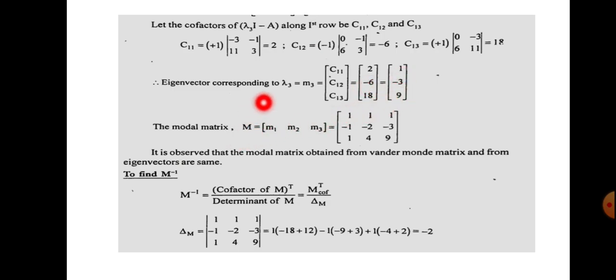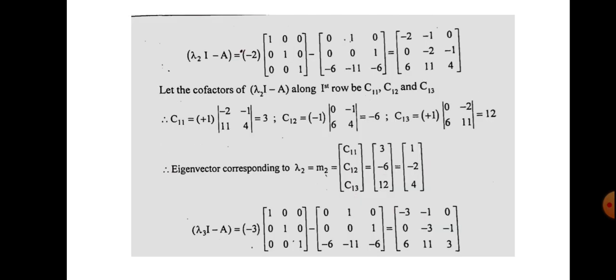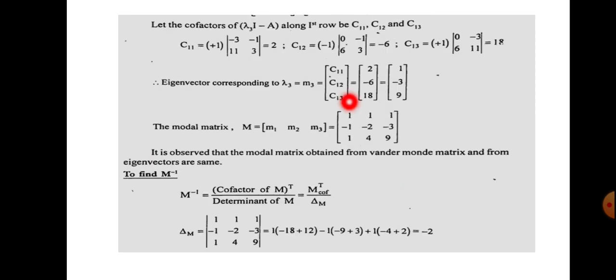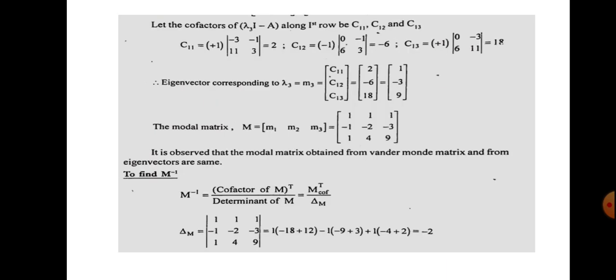So our aim is to find the model matrix. The model matrix M will be equal to M1, M2, M3. What is M1? M1 is this column matrix. The first entry will be 1 minus 1, 1. That is written here: 1 minus 1, 1. Next is M2. What is M2? M2 is this matrix 1 minus 2, 4. So you can write 1 minus 2, 4 here. Next entry is this one. So this is the model matrix formation.